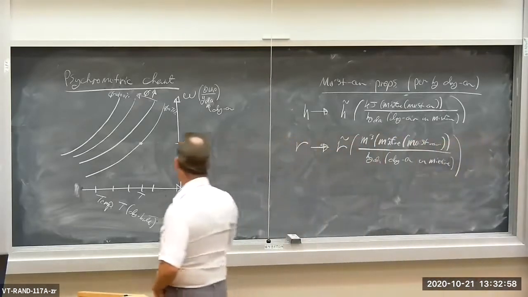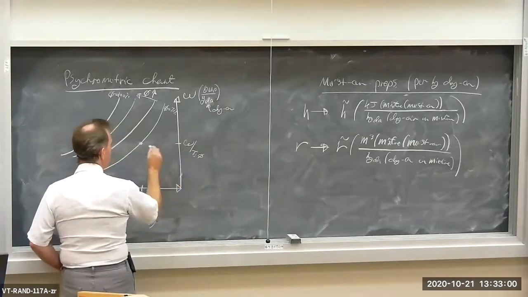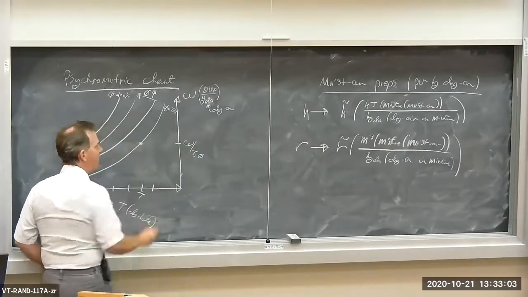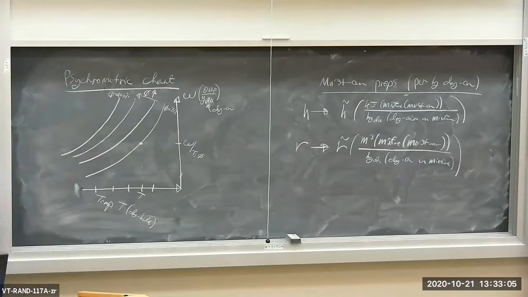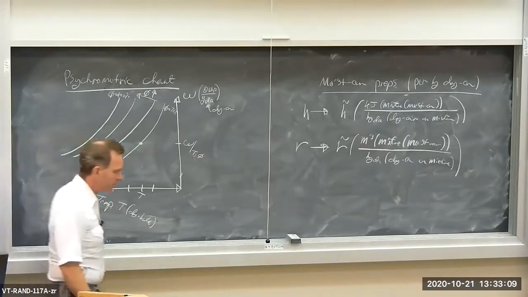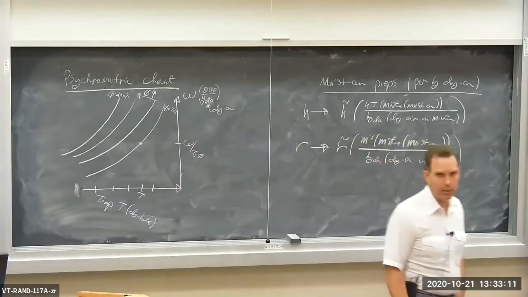You could also do the same. You could start off with an absolute humidity and a temperature, and then you find the relative humidity, okay? All you need is two properties because it's a two-dimensional plot. All you need is two properties to determine the state.